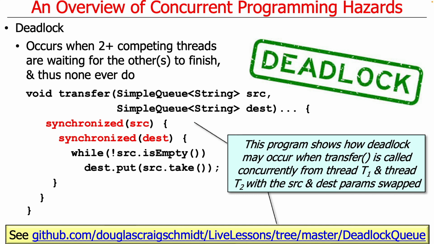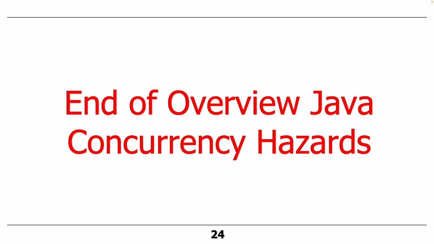So if you want to see how to write deadlock code, take a look at that program, and then you can always tweak it, because it's open source, and see how to avoid that by ordering things in the same way, acquiring the locks in the same order. So that's the end of the Java concurrency hazards.